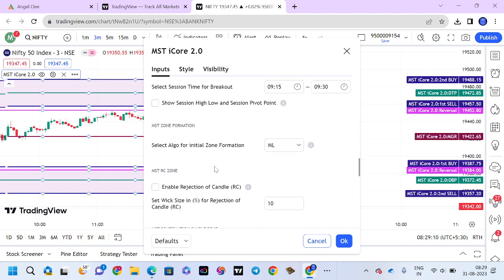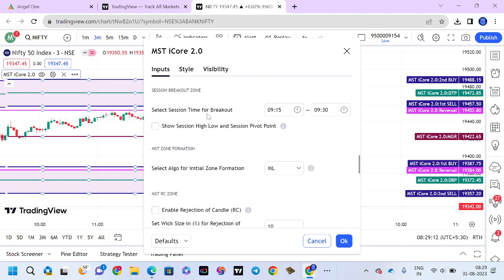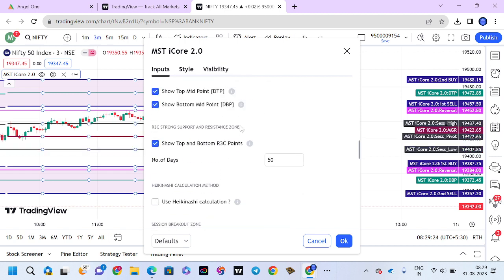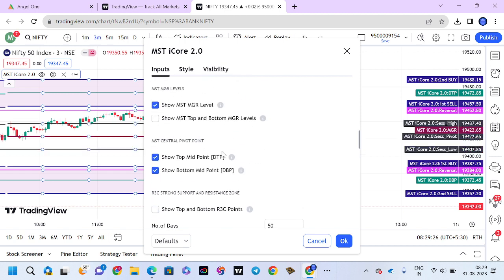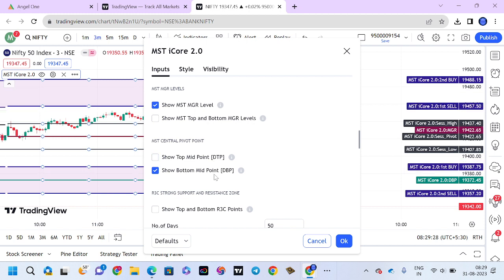this is very good, very important. What is it? Session breakout. So many people trade based on 9:15 to 9:30. When the high is broken, they will go for a buy. When the low is broken, they can go for the sell. So here I can give you some extra tips. What is that extra tip?